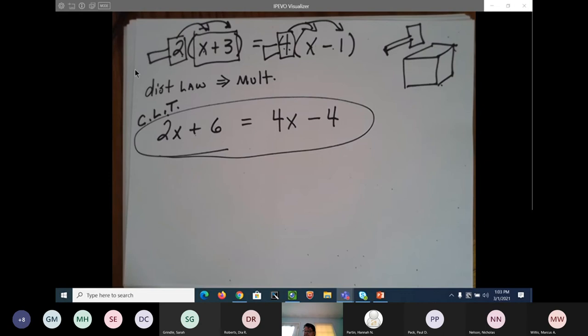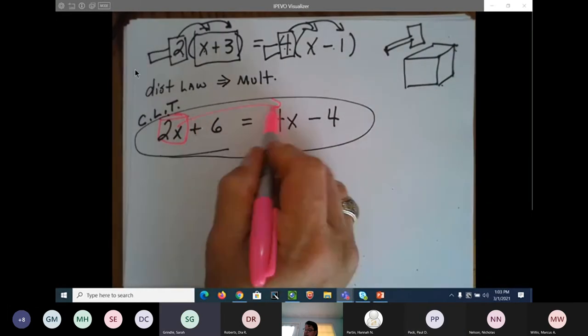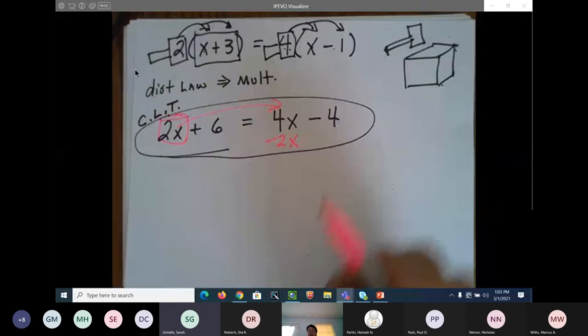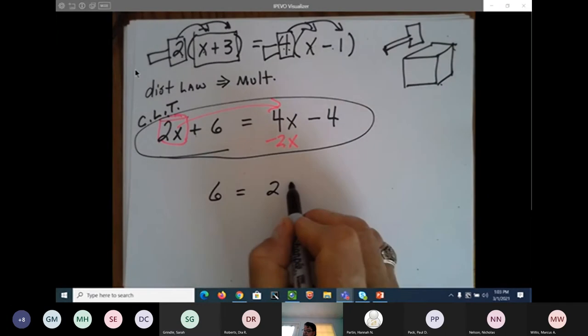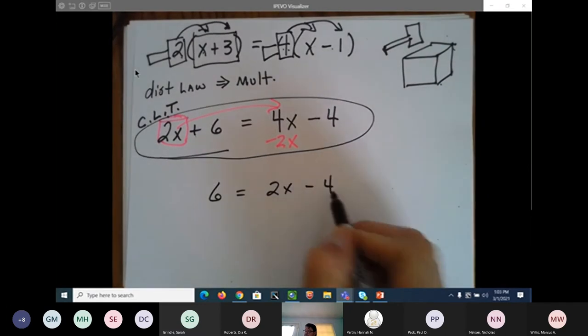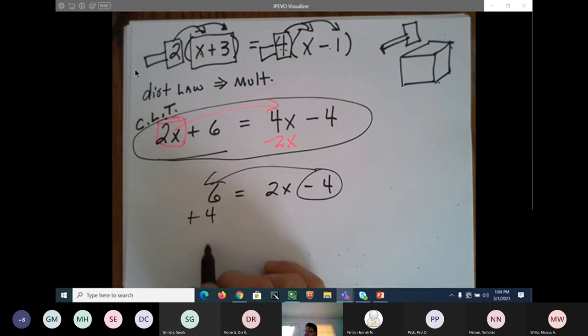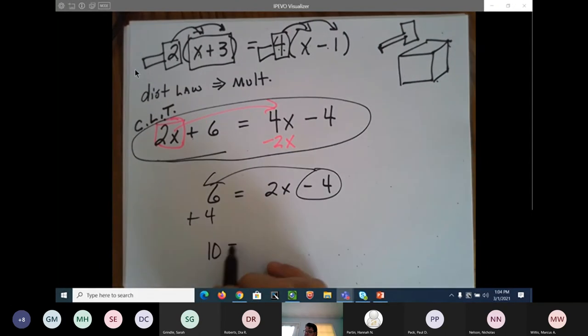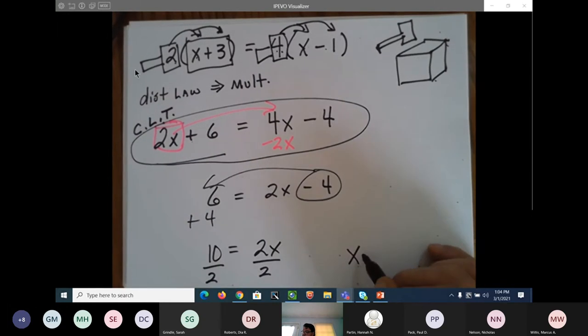So I've got to find my smallest bucket. Which one's my smallest bucket? 2x. Good job. And that gives me 6 is equal to 2x minus 4. Take 4 across the river. 10 is equal to 2x, divided by 2. x is equal to 5.